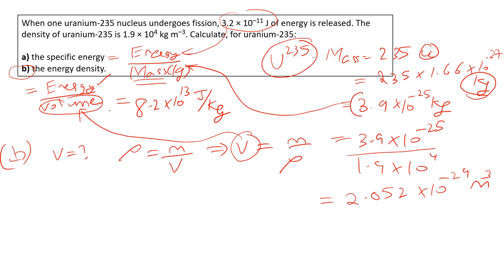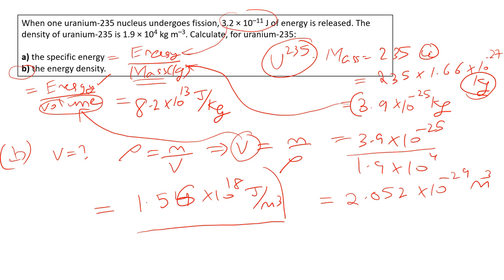In place of volume you place this value, and on solving you will get, so Saumil, what was the value? 1.54. Yeah, I got 1.56. Okay, so 1.56 into 10 to the power 18, and the units will be joules per meter cube. So this is the answer. Please write this down, all of you.